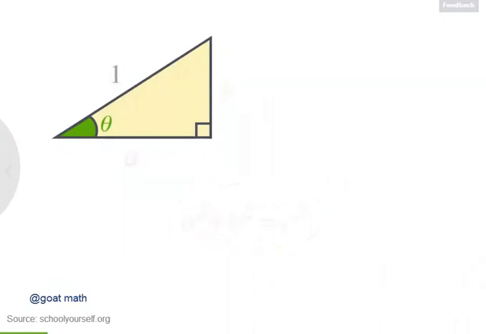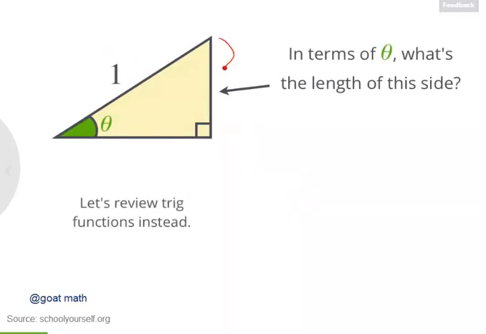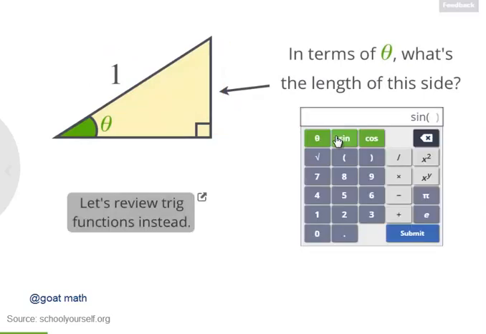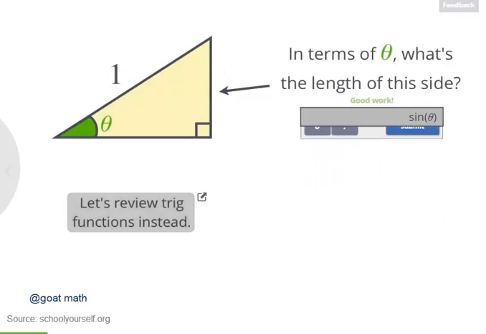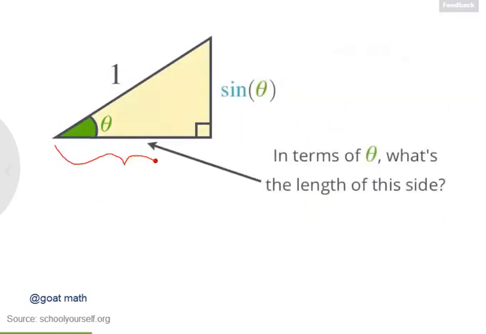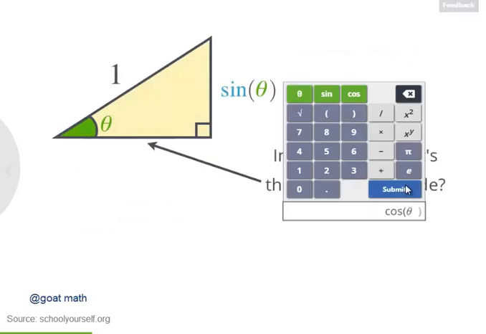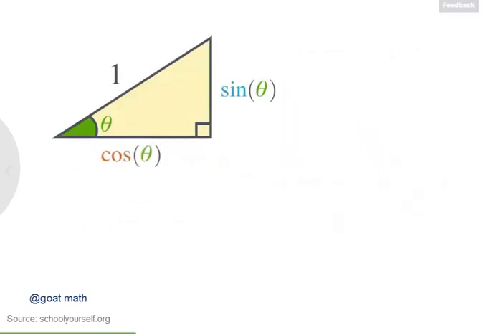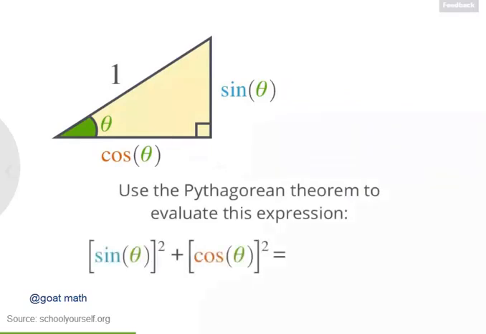Now suppose the hypotenuse of this triangle is 1. In terms of theta, what's the length of this side over here? Right, it's sine theta. And what's the length of this side down here? Right, it's cosine theta. So now try using the Pythagorean theorem to evaluate this expression: the square of sine theta plus the square of cosine theta. Precisely, this sum is equal to 1.